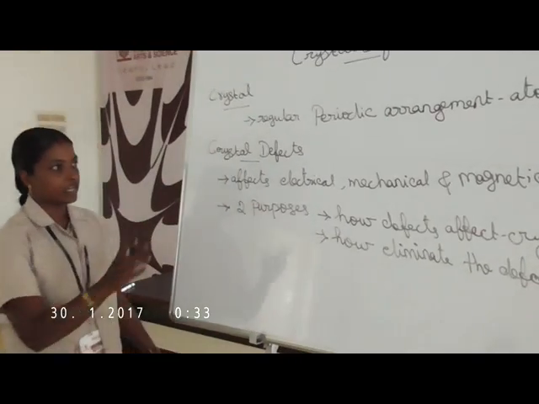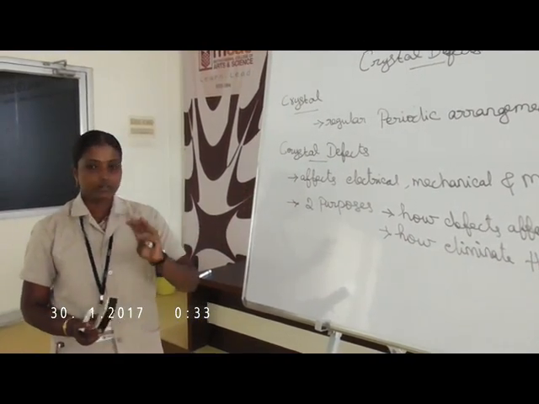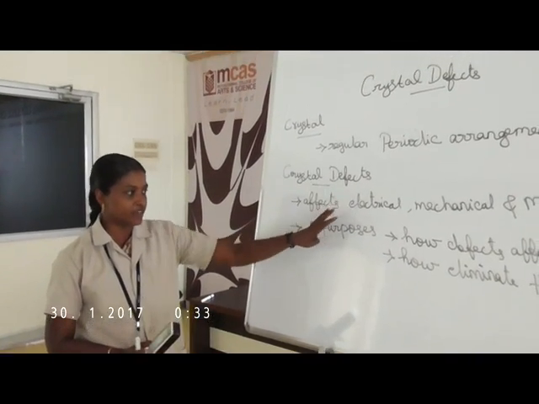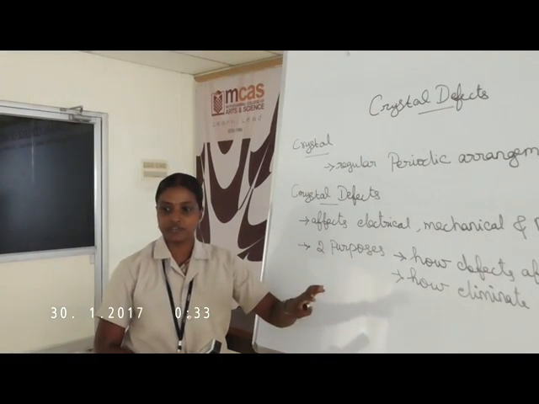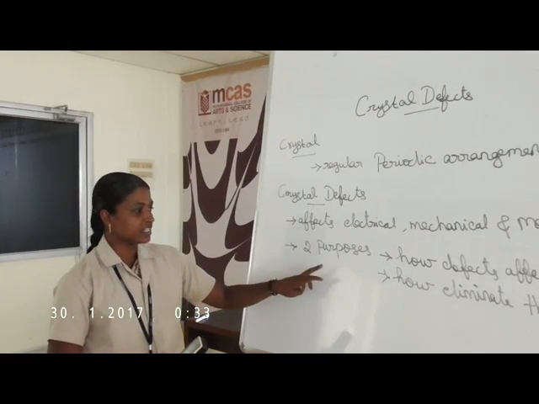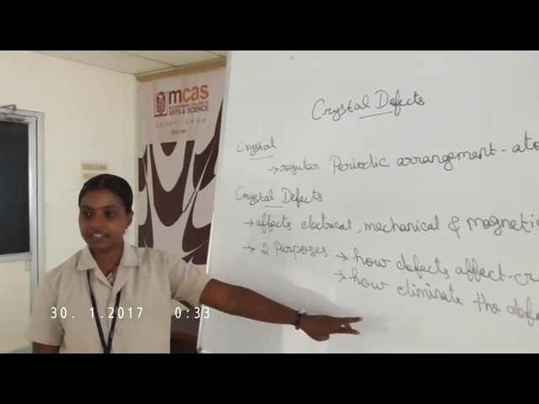So, a regular periodic arrangement of atoms is called a crystal. Crystals are regular, but not perfect. There are some defects present in them, called crystal defects. The defects affect the electrical, mechanical and magnetic properties of crystals. We study crystal defects for two purposes: how the defects affect the crystal and how we eliminate the defects.